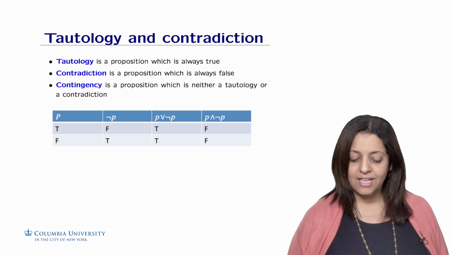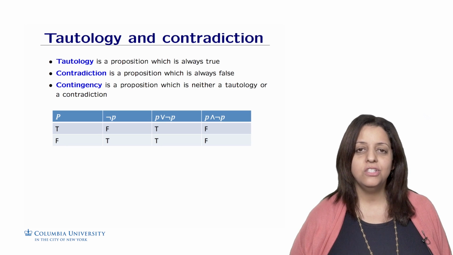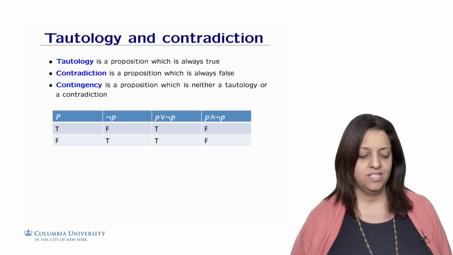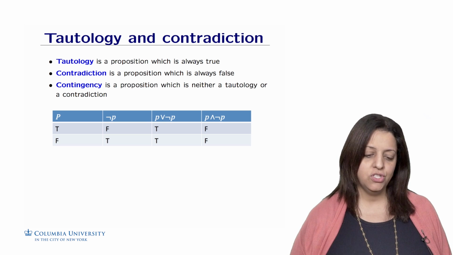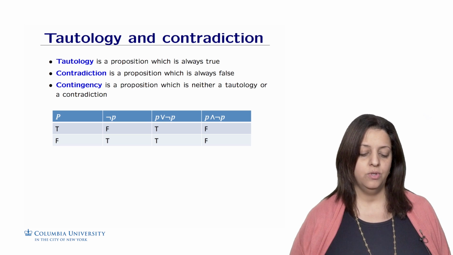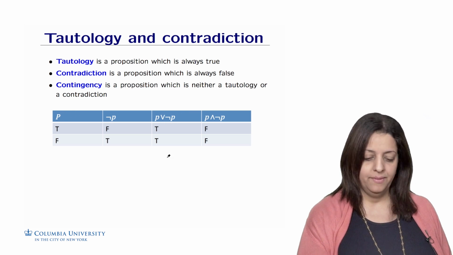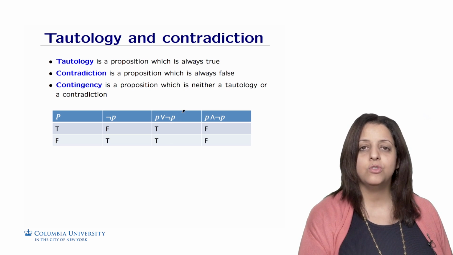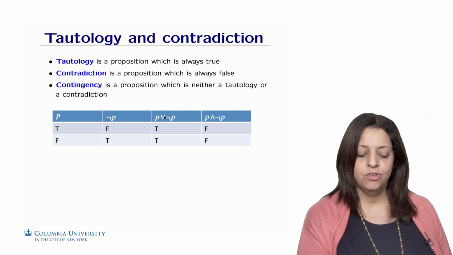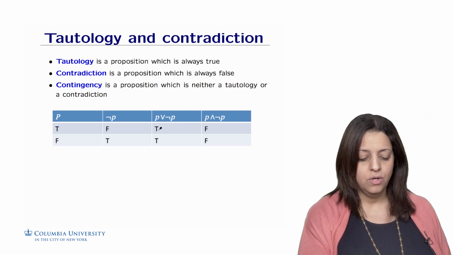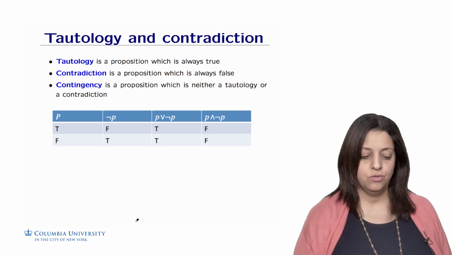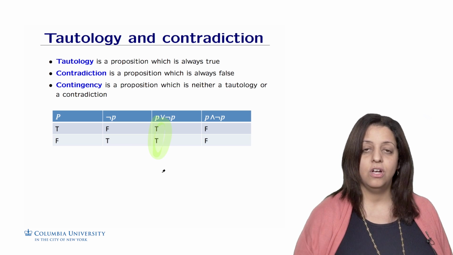We also like to talk about tautologies and fallacies or contingencies. A tautology is a proposition which is always true. For example, suppose we have P. If I take P or not P, to be or not to be, so this is true. We always have one of these two terms to be true, which means that the disjunction is always true. So this is called a tautology.